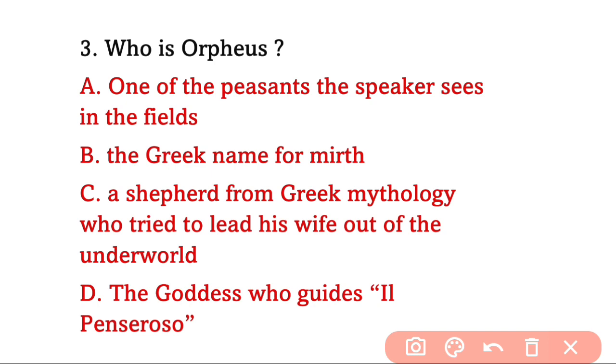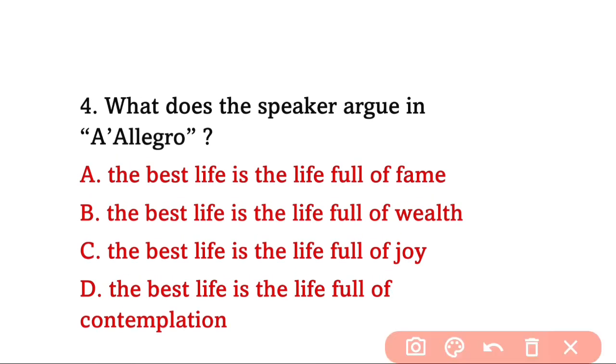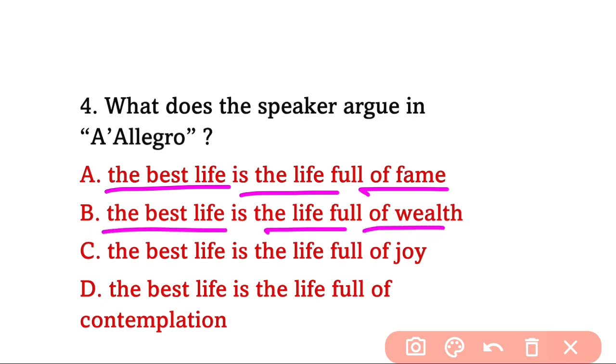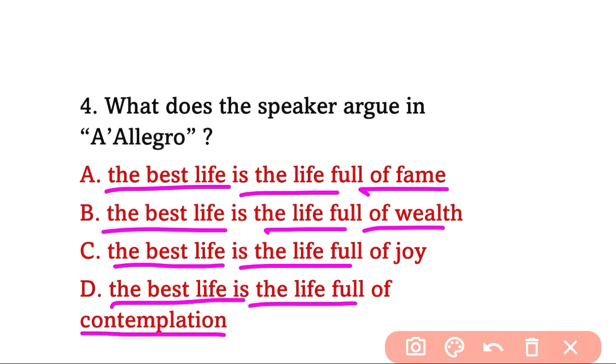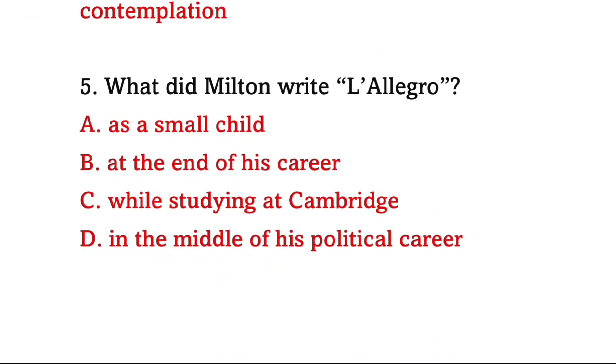Next question, question number 4. What does the speaker argue in Allegro? What will be the answer? The best life is the life full of fame, the best life is the life full of wealth, the best life is the life full of joy, or the best life is the life full of contemplation. The answer will be the best life is the life full of joy. Option C is correct.